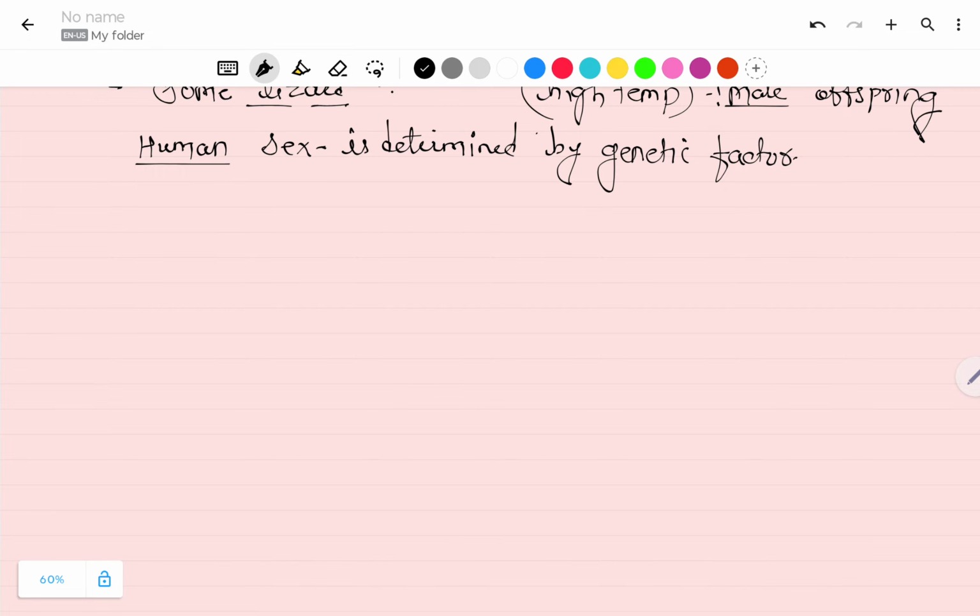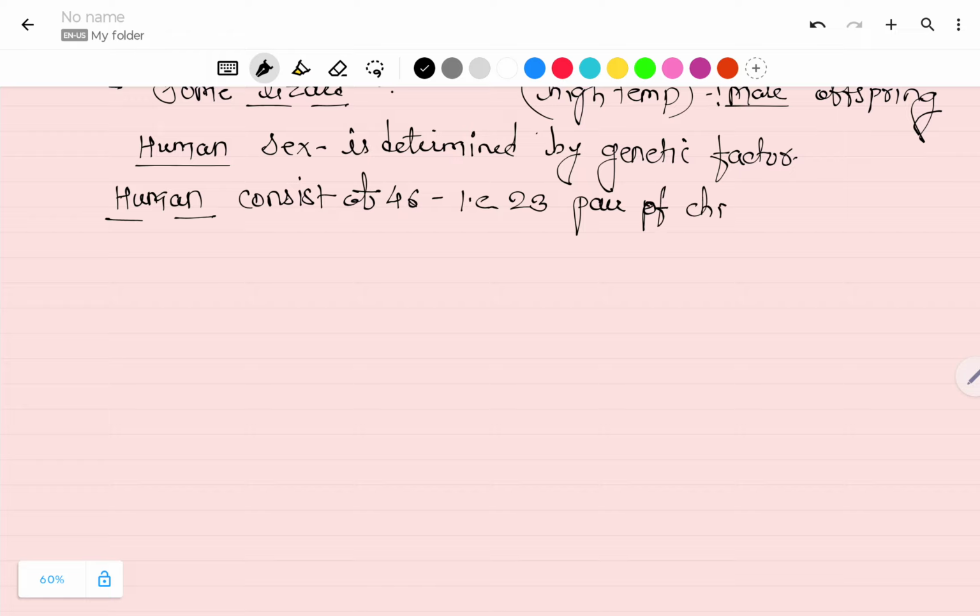First we discuss the types of chromosomes in human beings. Humans consist of 46 chromosomes, that is, 23 pairs of chromosomes. Out of the 23 pairs, 22 pairs are autosomes.